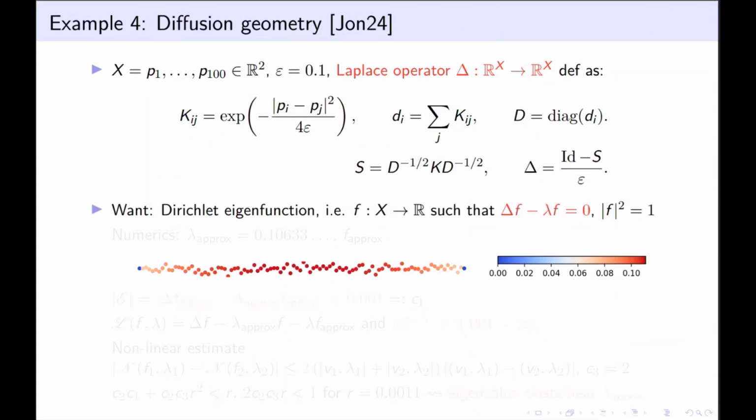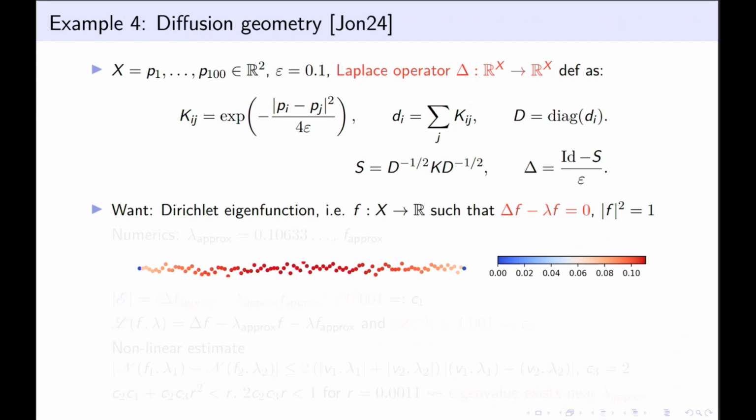And as a toy problem, let's pretend we want to find a Dirichlet eigenfunction, so some function f which satisfies this eigenfunction equation, delta f minus lambda f equals 0. Let's also normalize this to have unit norm, because you could multiply it by some constant and it would still be an eigenfunction, but this messes up the analysis at one point that I will try to remember to point out to you.